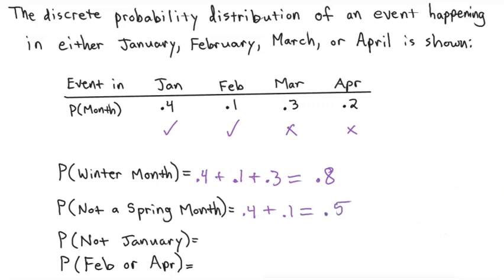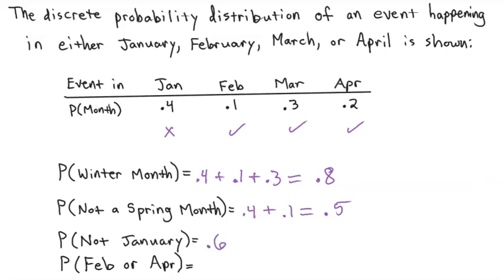All right, let me erase these check marks and X's again. Now we're going to ask, what's the probability of not January? Well, is January not January? Nope. January is January, so we're going to leave that out. Is February not January? Yup. Is March not January? Yup. Is April not January? Yup. So we're going to include all 3 of these months. So we're going to do 0.1 plus 0.3 plus 0.2, and that's going to be 0.6.